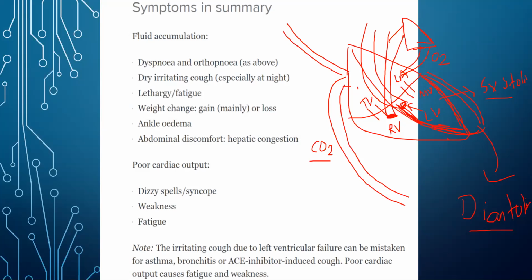In case of diastolic heart failure, there will be no problem with the cardiac output. The problem is in the relaxation. So ejection fraction will be fine. Okay, so now that you know the two most important types of heart failure, let's go into the symptoms and signs of heart failure.